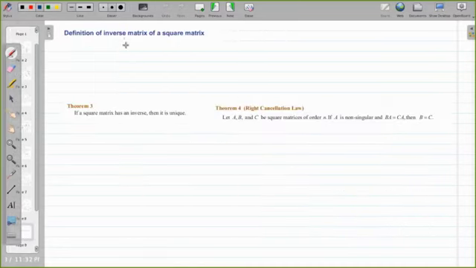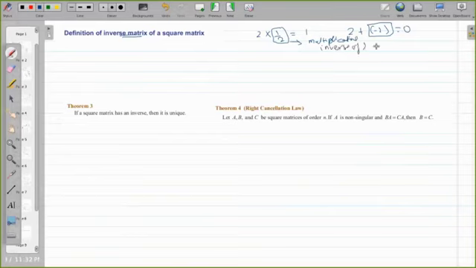Children, definition of the inverse of a square matrix. Do you remember 2 into 1 by 2? What is it? 1. And we will say 2 plus minus 2 is equal to 0. We studied this in small classes. Now, what will you say about this 1 by 2? What will you say about this minus 2? Children, this 1 by 2 is the multiplicative inverse of 2. This minus 2 is the additive inverse of 2. Correct? Yes, like that we can have it in the matrix also.